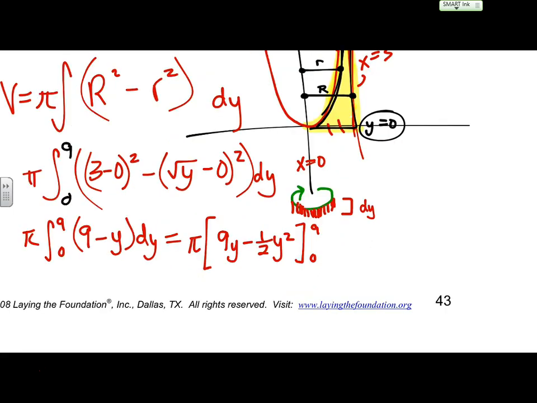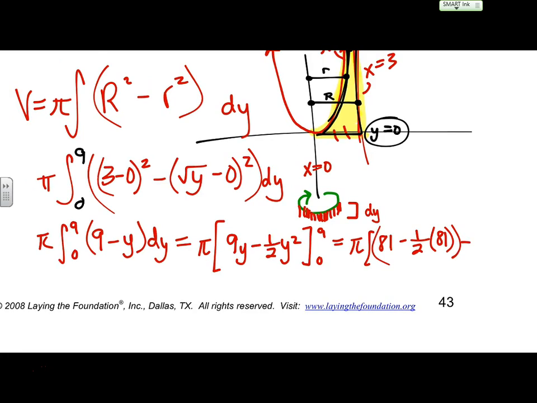Now we do FTC. Which number do we plug in first? 9. Good. So we have pi times 9 times 9 is 81 minus 1/2 times 81. Well, that's yucky. Plug in the 9, then plug in the 0. But the really nice thing about 0 in all this is, isn't it just going to be 0? Because that's going to be 0, that's going to be 0. Okay. Then we're ending up with pi times 81 minus 81 halves.